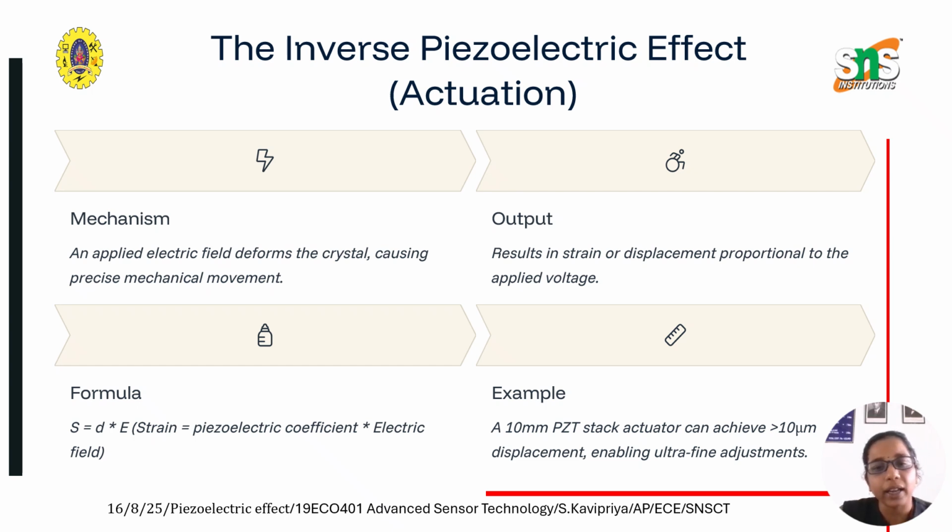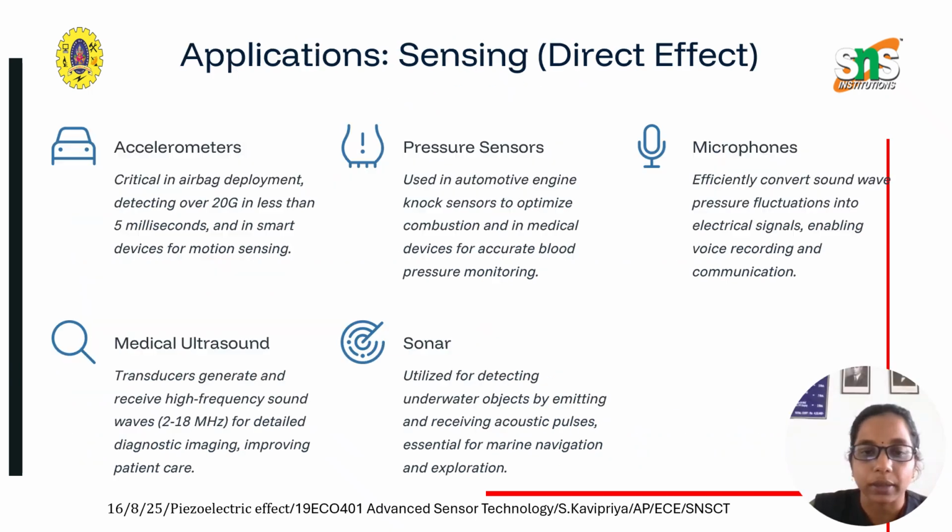An applied electrical field can deform the crystal, resulting in a strain or displacement which is proportional to the applied voltage, given by strain equals D times E, where D is the piezoelectric coefficient and E is the electric field applied. An example, a 10 millimeter PZT stack actuator can achieve a displacement enabling ultra-fine adjustments.